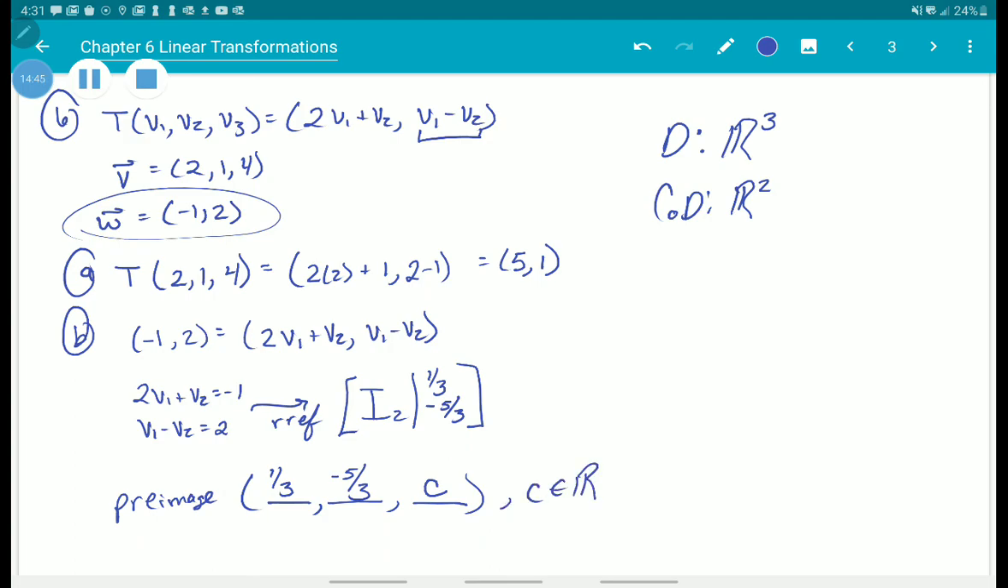It can be anything as long as it's a real number. We will still get something that maps to this vector, which means that there's an infinite number of vectors here that will map to this vector negative 1, 2. And that's all because of the way this guy has been defined. It's not taking that V3, that third component of that domain vector, into account.